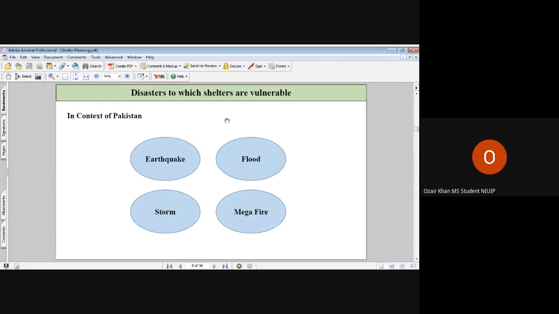Yeah, they have the chances or probability to get damaged. Read on the top of the slide, disasters to which shelters are vulnerable. It is already written over here. Earthquakes, flood, storm, and mega fire. Yeah, this is in context of Pakistan. Normally we have earthquakes, we have floods, we have fires, and we have.